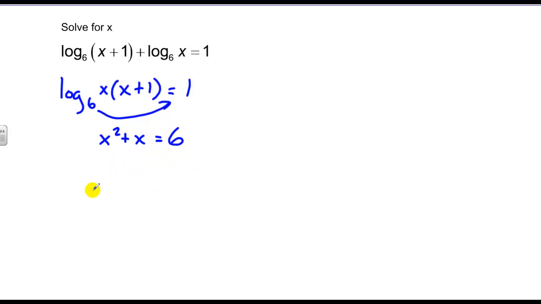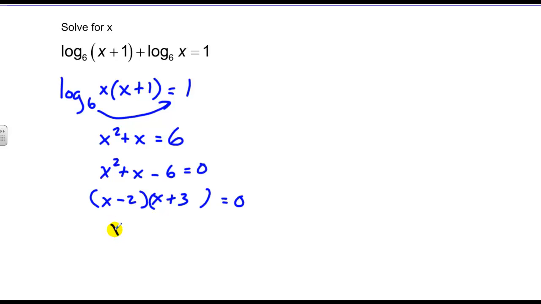Now in this case we have a quadratic, so I'll have to set it equal to 0. And then we'll factor, getting a positive 3 and a negative 2. So therefore I have two possibilities for x. x will equal 2 or x will equal negative 3.